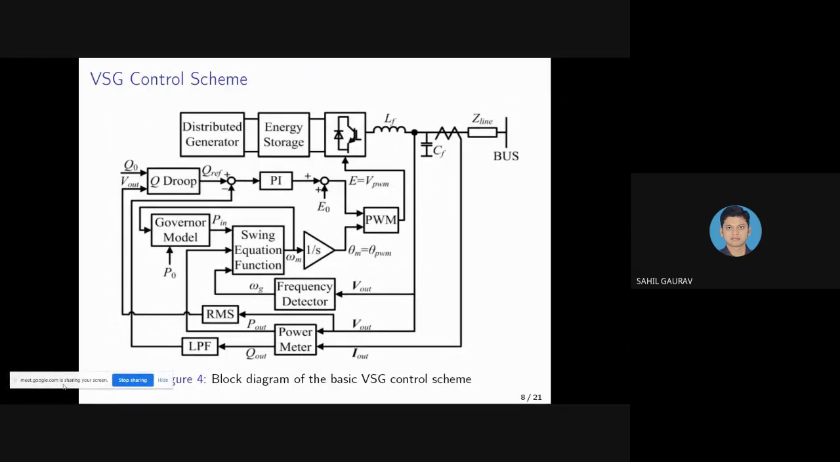So this is the virtual synchronous generator controller scheme for an inverter to emulate the swing equation of a synchronous generator. Here we can see that there is energy storage between the distributed generator and the inverter. The kinetic energy stored in the rotating mass is emulated by the energy storage, which performs as an energy buffer between the input power generated by the DG and the output power distributed to the AC bus.